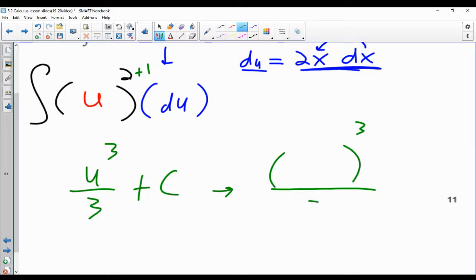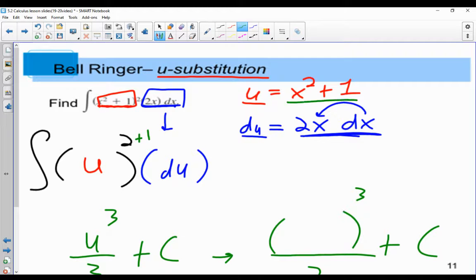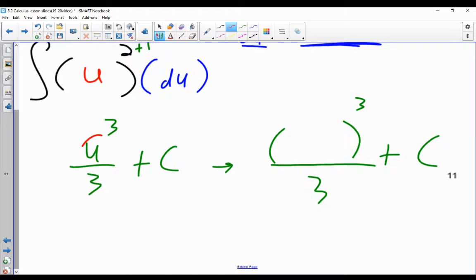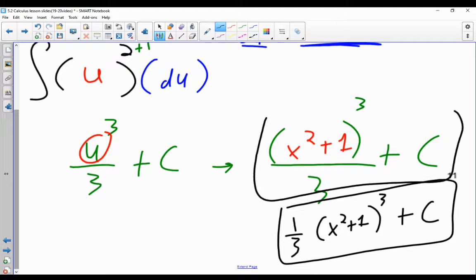It's just that we need to get rid of the u now. We don't need the u anymore. And, well, what did we say the u was? x squared plus 1. So replace the u with x squared plus 1, and there's your answer. x squared plus 1 all cubed, all divided by 3. And if you wish, you can rewrite that as 1/3 times x squared plus 1 cubed plus c. Either one of these answers is acceptable.